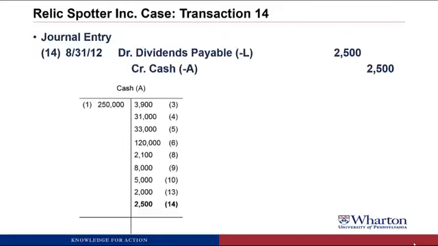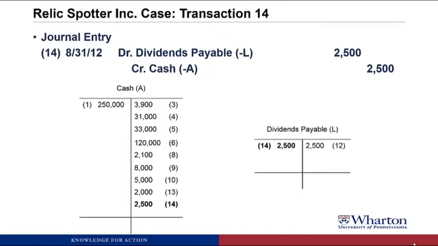We post this one to T accounts with yet another credit to cash and a debit to the dividends payable liability account, which, as you can see, zeroes out this account, which makes sense because we don't owe our shareholders any more money for the dividend.